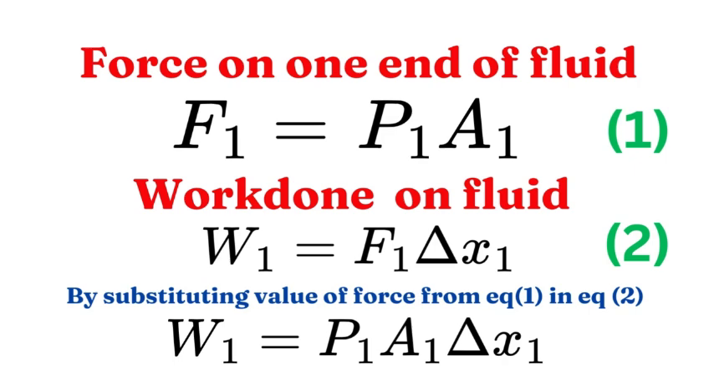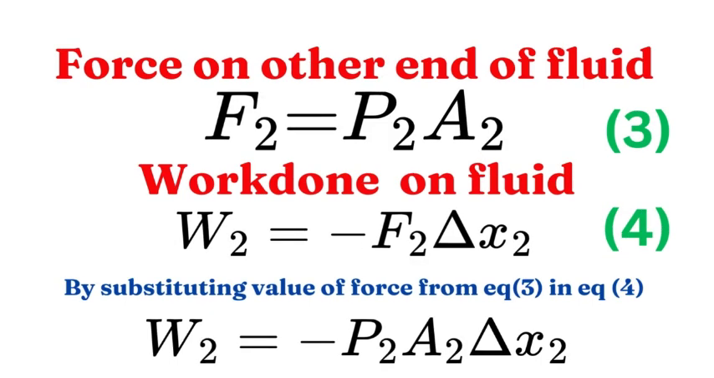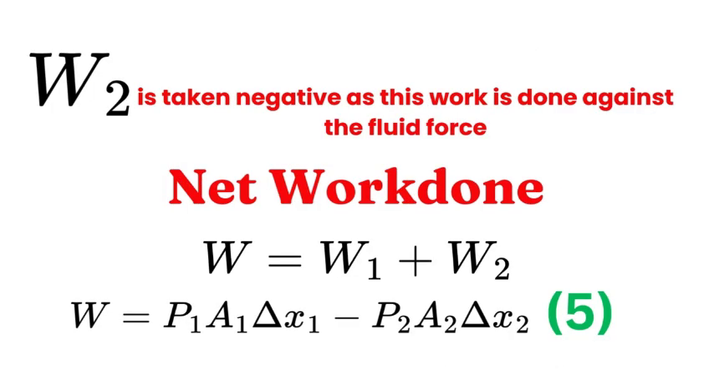By substituting the value of force from equation 1 in equation 2, we will gain a new relation for work done. Similarly, on the other end of the fluid, the force and work done can also be derived. Now, W2 is taken as negative because this work is done against the fluid force. So, the net work done will be equal to the sum of W1 and W2. We will add both of these work done and get the equation for net work done.